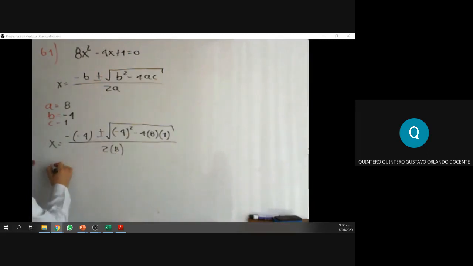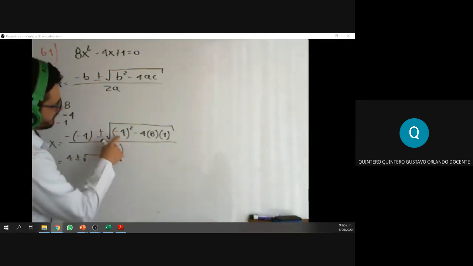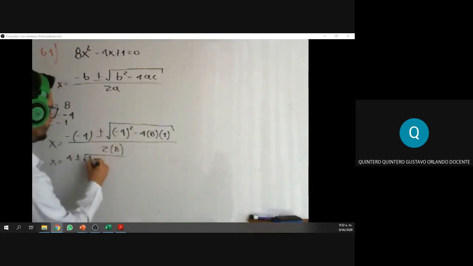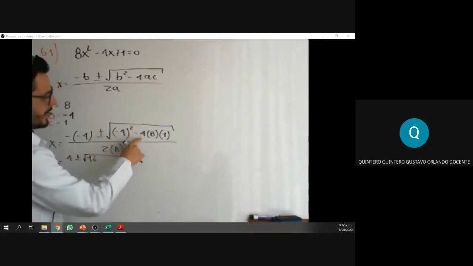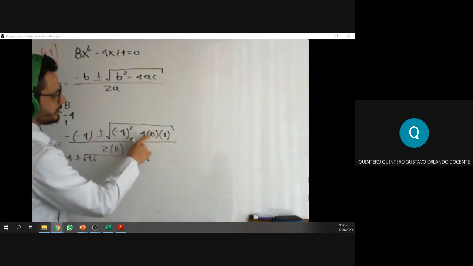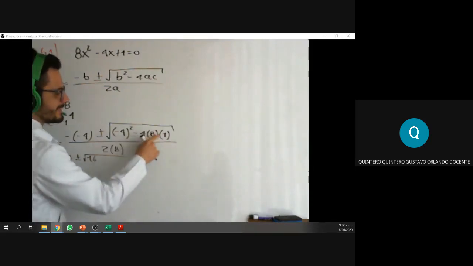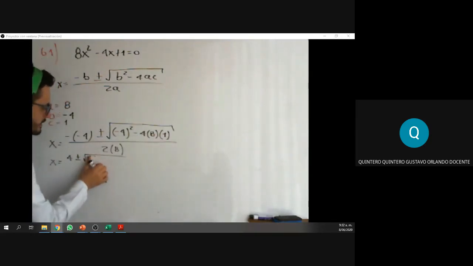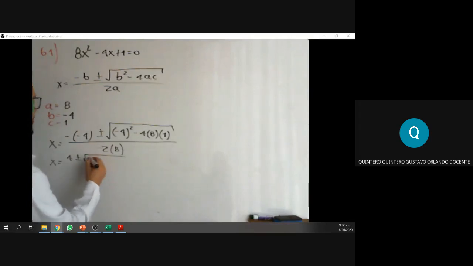If we solve this, we are going to have x equals positive 4 plus or minus the root of 16, and over here we have 4 times a times c, which is 32. In other words, 16 minus 32, so we have negative 16. All of that over 2 times 8, which is 16 again.